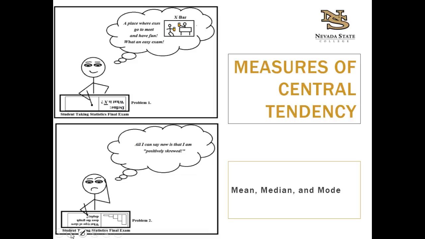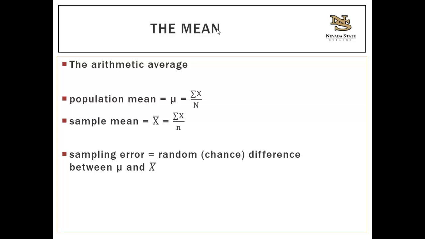So now let's look at measures of central tendency. And the three primary measures of central tendency are the mean, the median, and the mode. So here's a silly cartoon that you'll probably understand once you watch this part of the lecture. So the mean, again, is just a fancy word for the average. And remember population parameters and sample statistics. So a parameter is a number that's used to describe a population. A statistic is a number that's used to describe a sample.